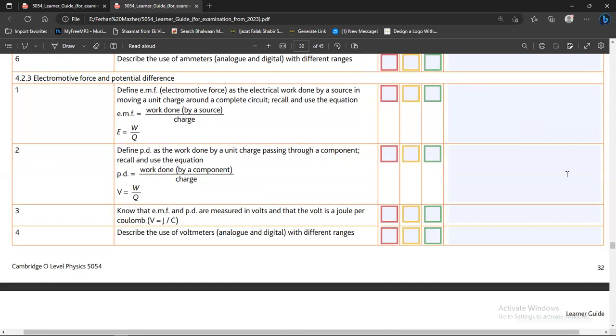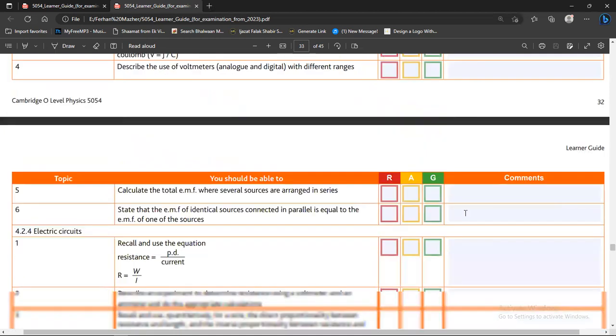Know that the EMF and the potential difference are measured in volts, and that the volt is a joule per coulomb. V is equal to W divided by Q, so 1 volt is 1 joule per coulomb. Describe the use of voltmeters, analog and digital, with different ranges.